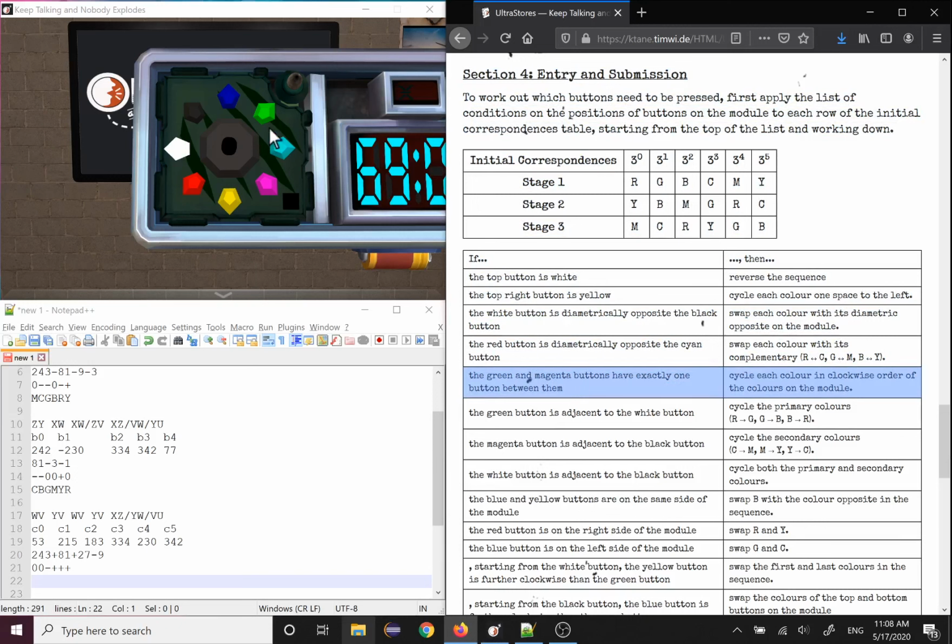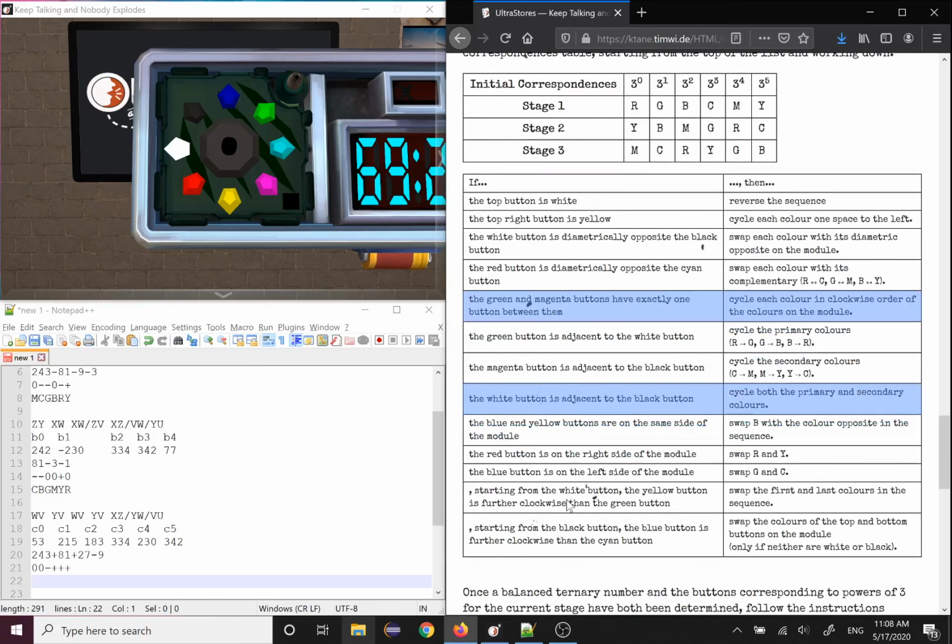And as another note, in this case, green and magenta do only have one button between them. This does not include the green or magenta buttons themselves. There's only cyan between them, which is why the condition applies. Also, the north and south buttons do not count on either the left or the right, which is why the blue button rule does not apply, and the blue and yellow on the same side of the module also does not apply.